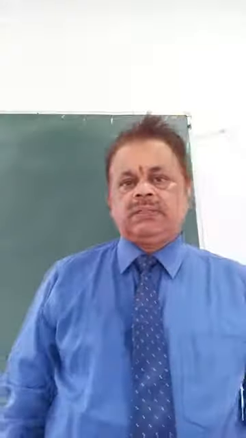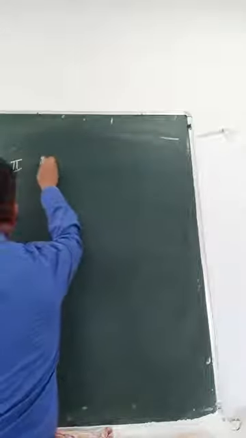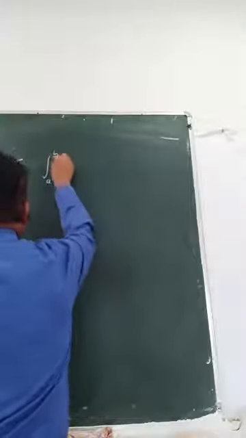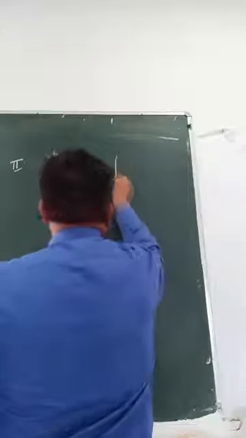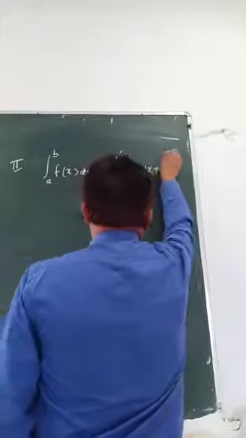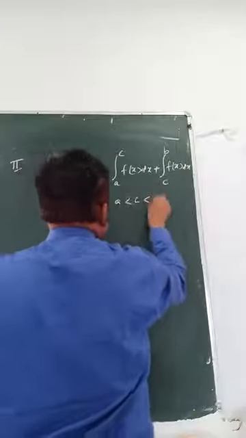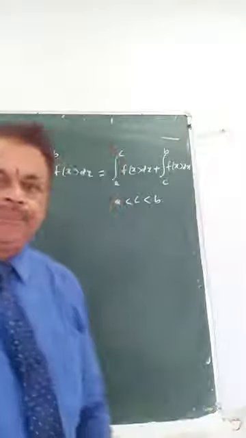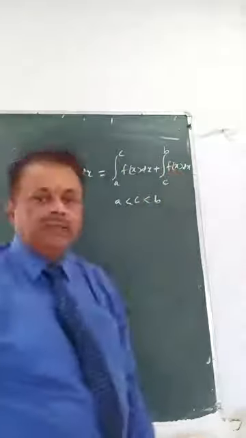So today we'll start the second property of the definite integral. Look at here, property number 2. The integral from a to b of f(x) dx equals the integral from a to c of f(x) dx plus the integral from c to b of f(x) dx, where c is between a and b. So between a and b, find a point c so that you will integrate in this way.